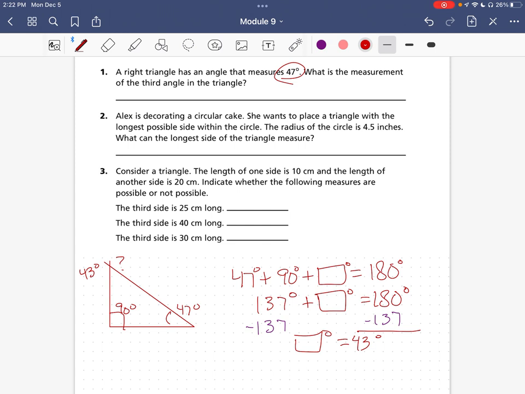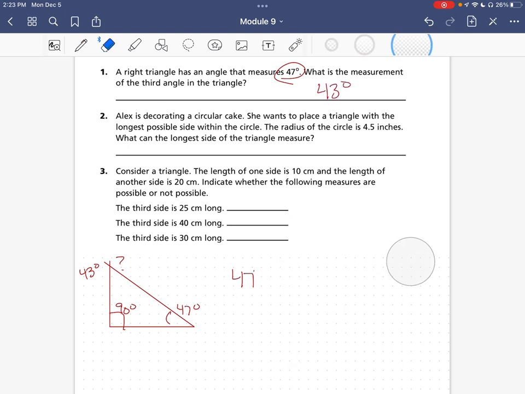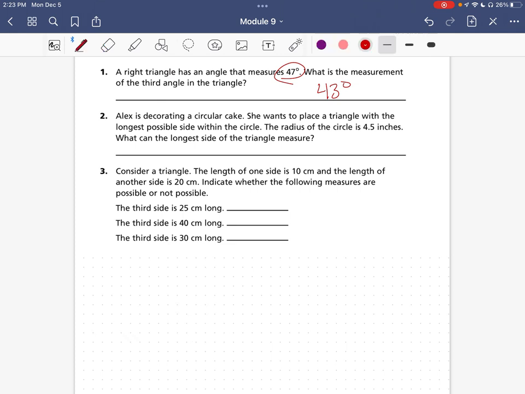Now, with these problems, you always want to take a second to pause and go, does that make sense? If I had gotten maybe 143 degrees, that answer wouldn't make sense. You'd want to go back, check your math, see where you went wrong. But for this one, 43 plus 47 plus 90 will give us 180, which is great. That's what we're looking for. So here we have 43 degrees. All right, let's go to problem 2.